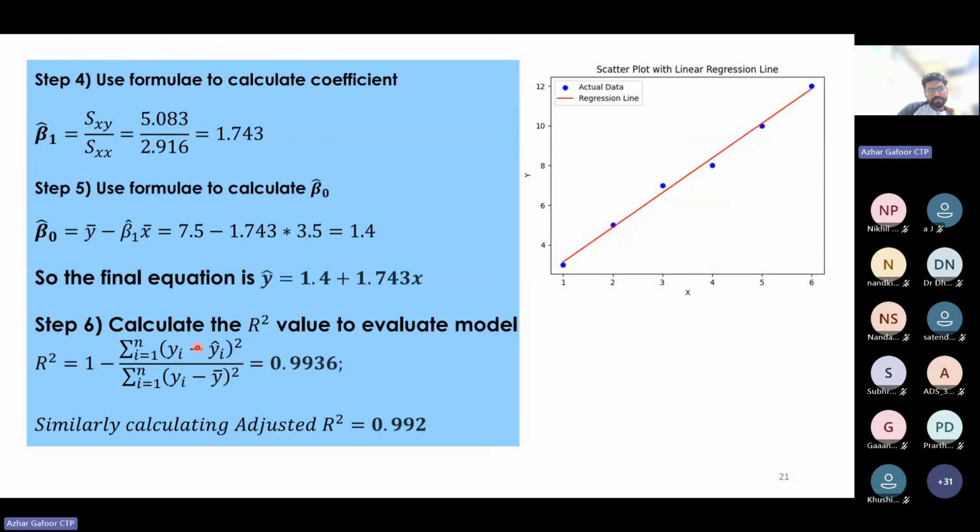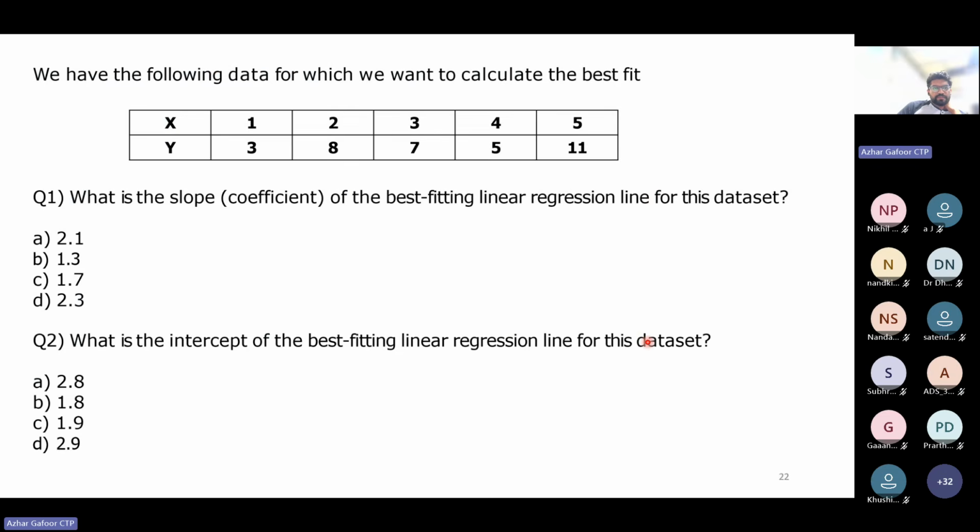Now here is the R square value, which is based on yi minus y bar whole square. Whenever we are finding this, we have to substitute our x values in this equation, and we have to find the predicted yi. Right.